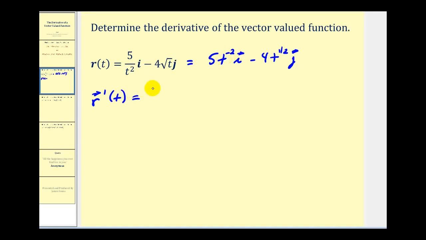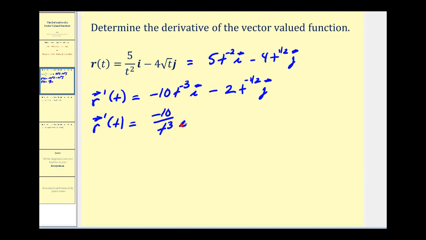So we're going to have negative 10t to the negative 3 times i minus, here we'll have 1/2 times the 4, that'll give us 2, and then 1/2 minus 1, that'll be t to the negative 1/2. Let's go ahead and simplify this. We have negative 10 over t to the third, and here we're going to have negative 2, and we'll move this down to the denominator. It's going to be the square root of t times the unit vector j.